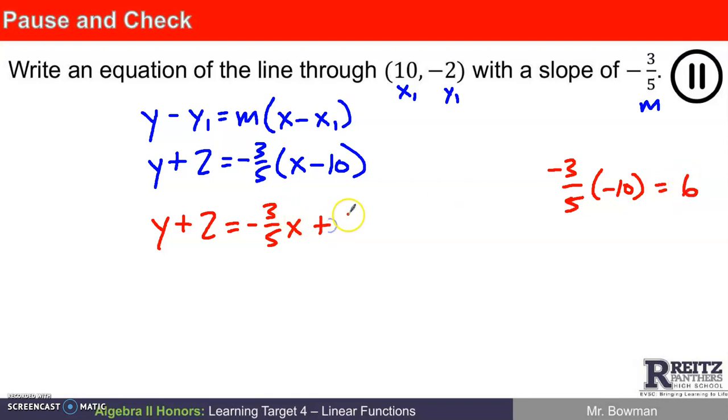Please don't be afraid to write off to the side work for a problem that supports your answer if you need to. And now I'll subtract 2 from both sides. I'm going to go with y equals negative 3/5 x. And this would make plus 4.